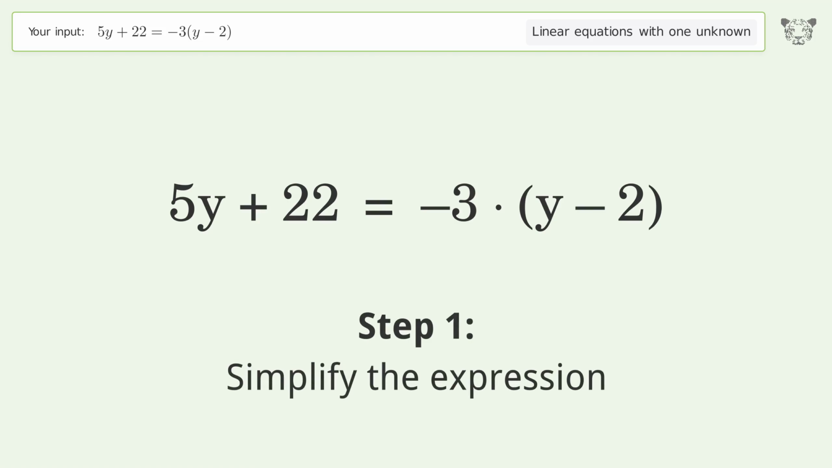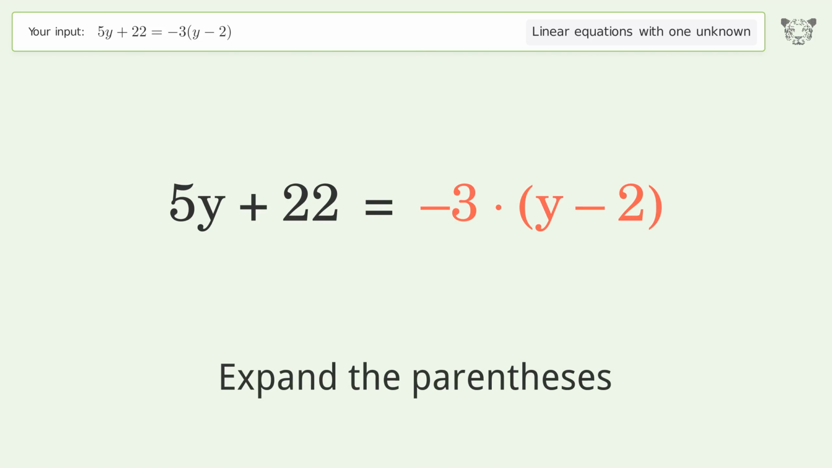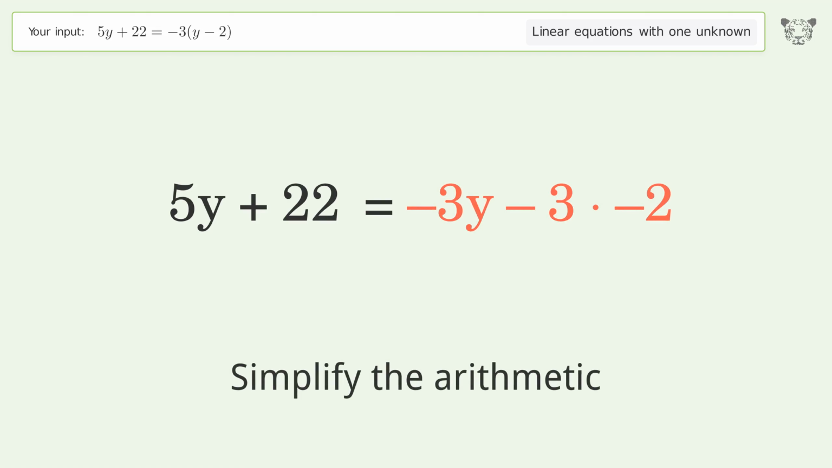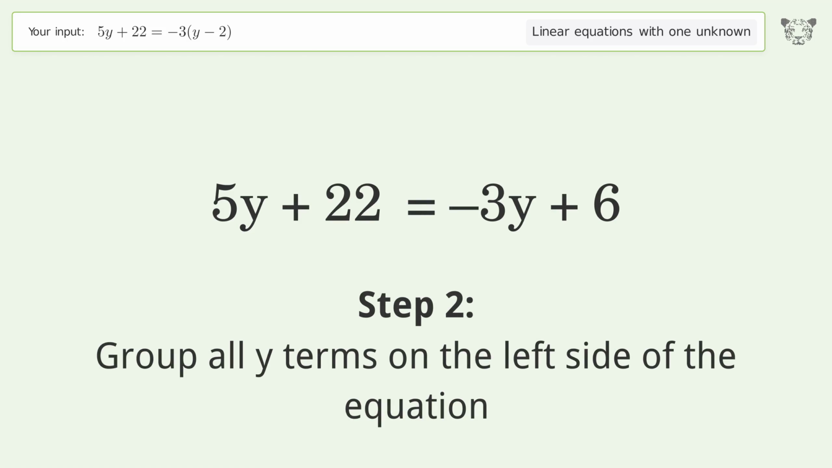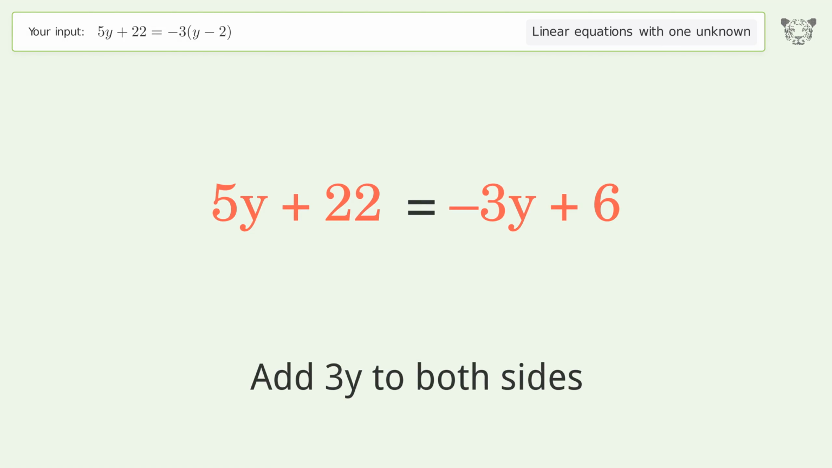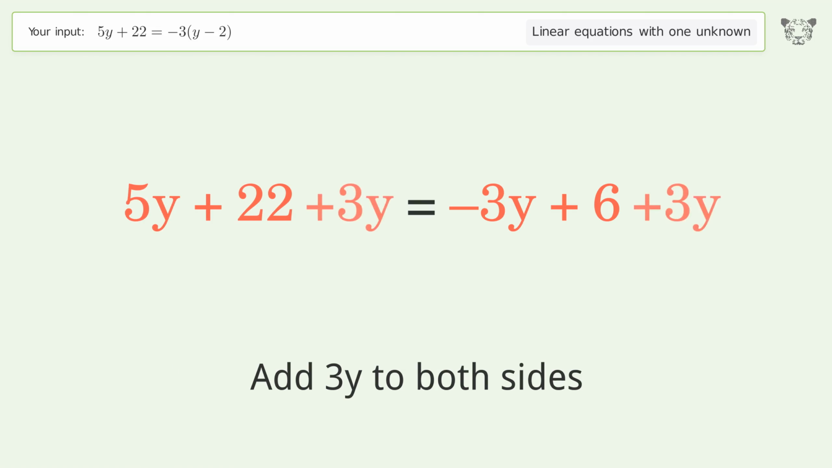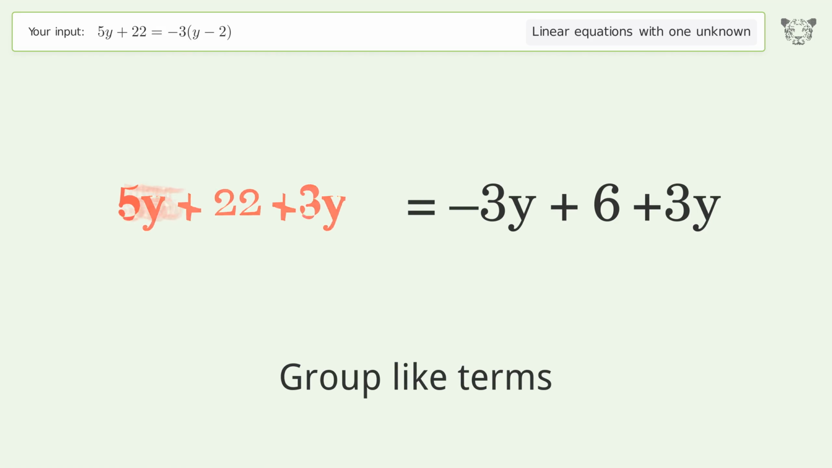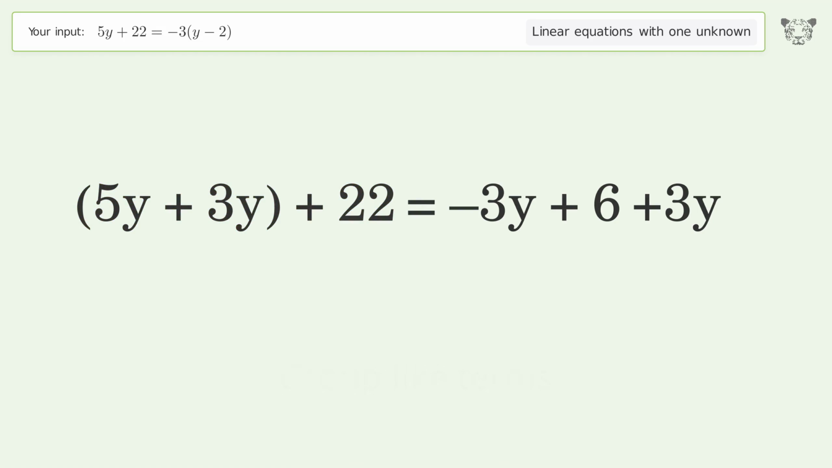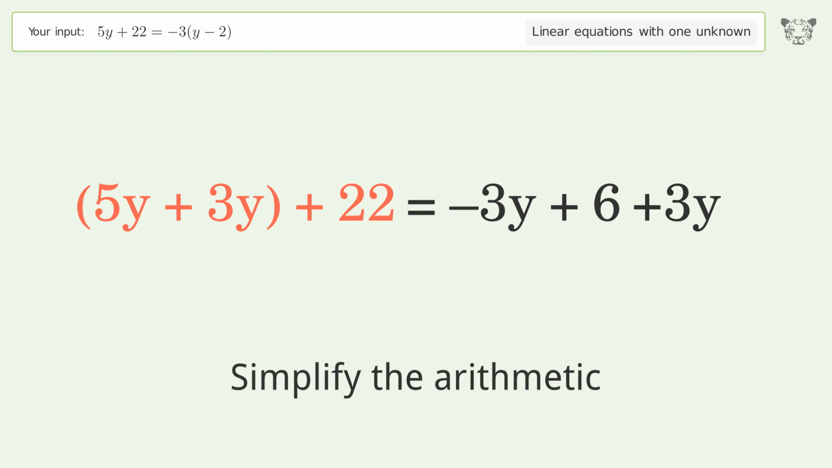Simplify the expression. Expand the parentheses. Simplify the arithmetic. Group all y terms on the left side of the equation. Add 3y to both sides. Group like terms. Simplify the arithmetic.